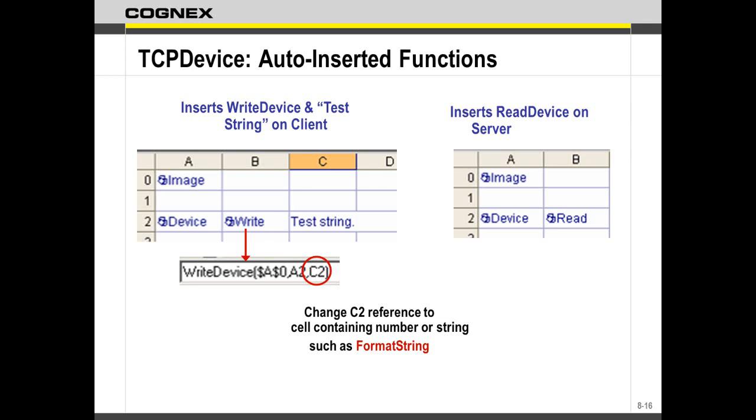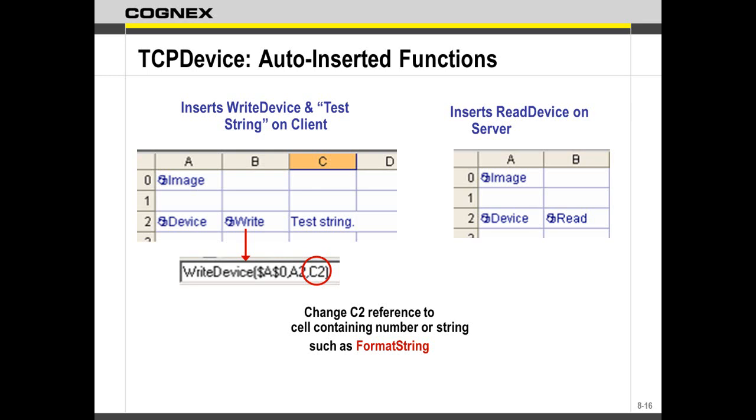So if I am the client, so I set it up and I put an IP address in for my host and everything, the auto-inserted function is it will give me a write device, and then it will give me this test string. So that every single time that it goes to go, it's going to write out test string. Now I can go in there and change test string to be some format string and put whatever data I want in it. Beautiful. But this is reminding me that when I'm the client, usually I write.